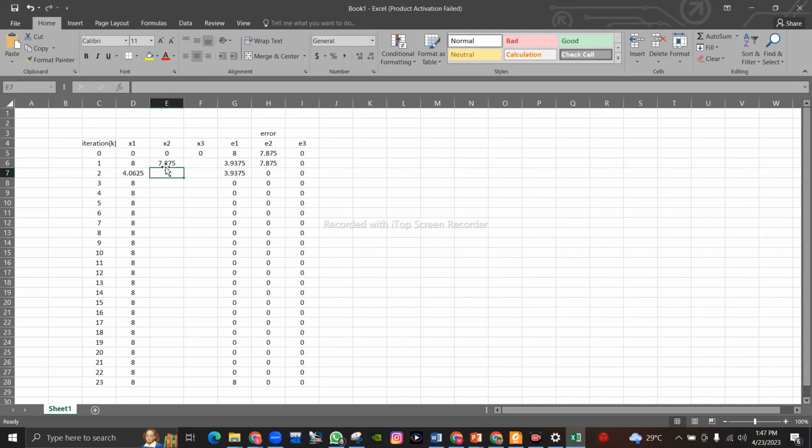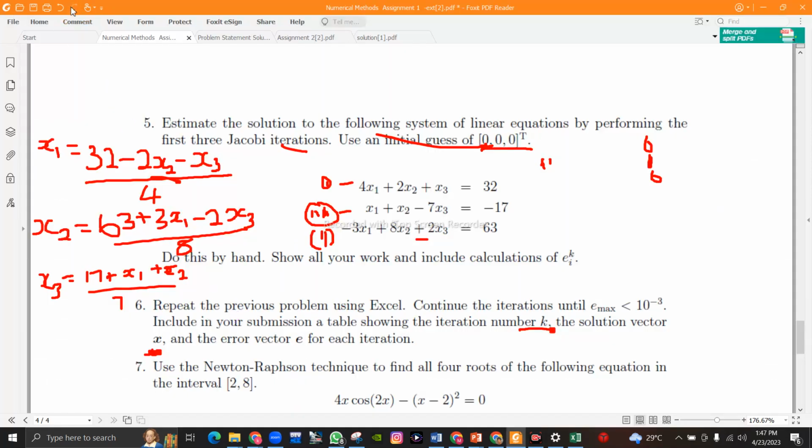If you check what we got earlier, it will be 7 point. Let me see if it's still there. It's not there again. Can I go back? I can't go back to that again. So let's continue.